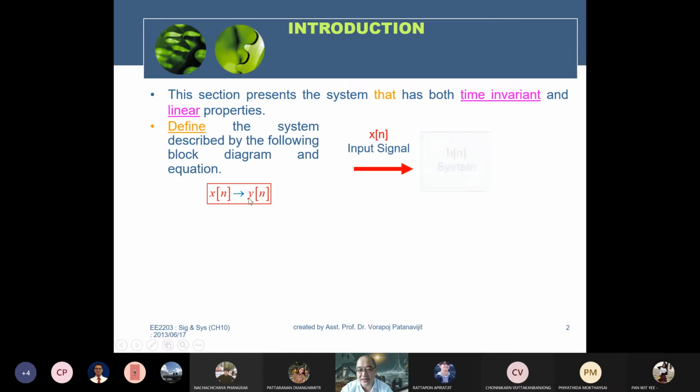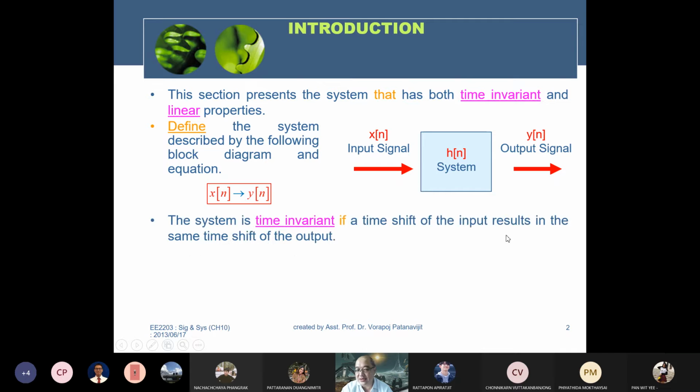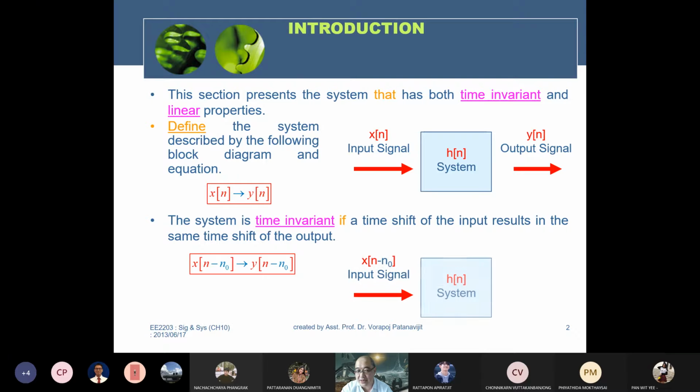If you have the input x[n], the output equals y[n], or you can express them in the block diagram shown in the slide. You feed the input x[n] to the system. The system has the impulse response h[n], and the output equals y[n] in this form. The system is time invariant if a time shift of the input results in the same time shift of the output. It means, if you feed x[n], the output equals y[n]. If you shift x[n] by n naught, the output will be shifted in the same manner: x[n minus n naught] gives y[n minus n naught], shifted by the same time.